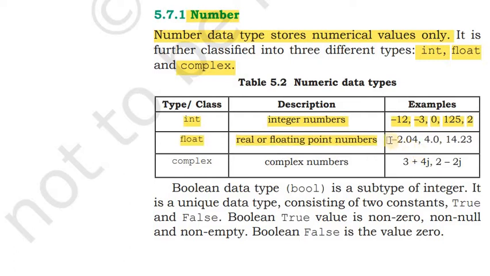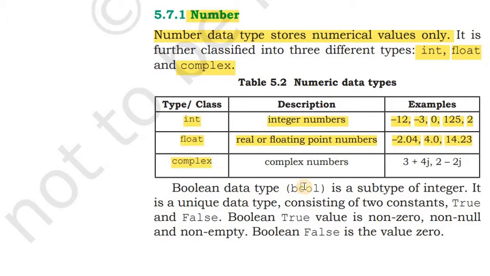Another is float. Float means real or floating point numbers. For example, -2.04, it is a float, a negative float, decimal value. It is also float 4.0, because here you are using a point and after the point you are writing 0, so it becomes a float. A positive float 14.23.